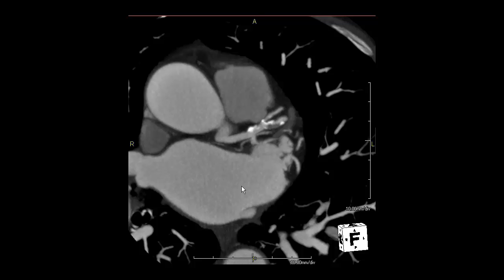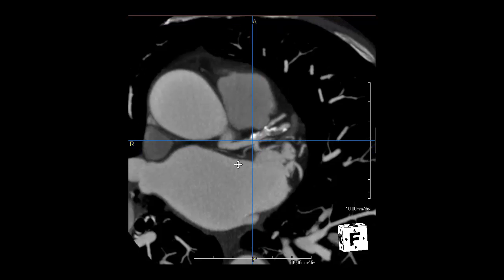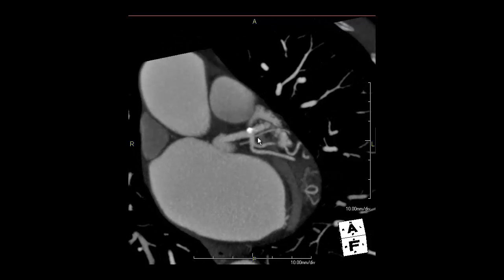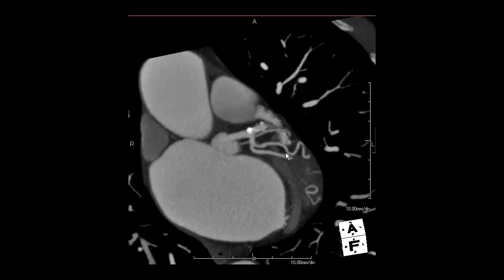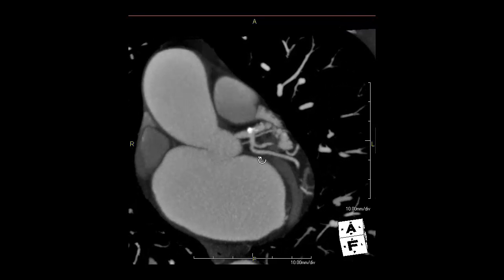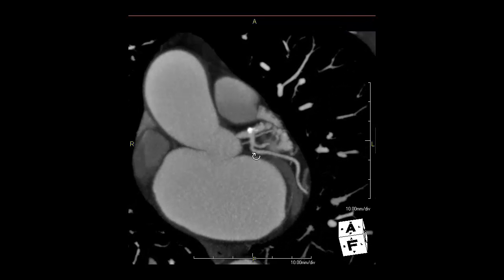We now begin looking at the left circumflex artery. Comes off right at this juncture. There is probably a small ramus intermedius branch, and then a small proximal OM1 and probably an OM2. The vessel is non-dominant and otherwise normal.